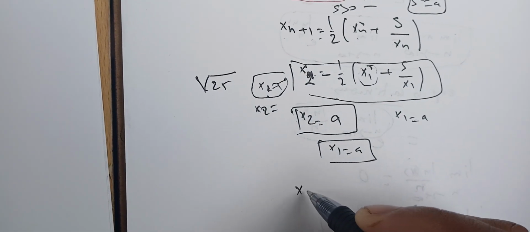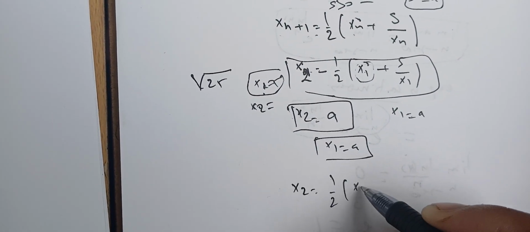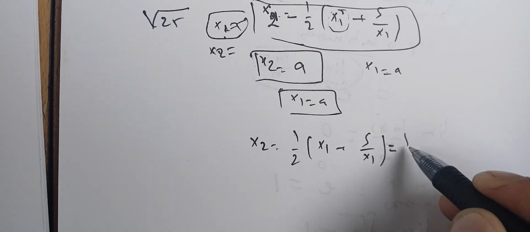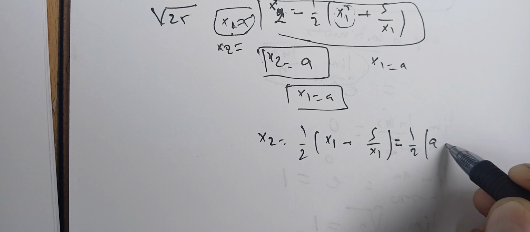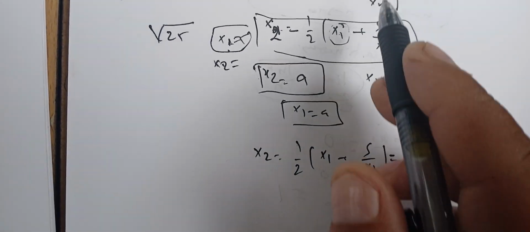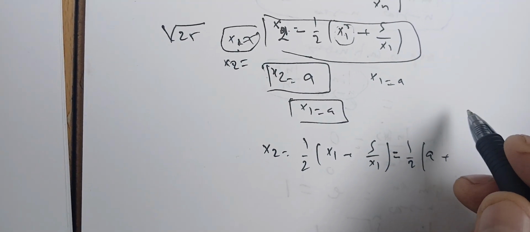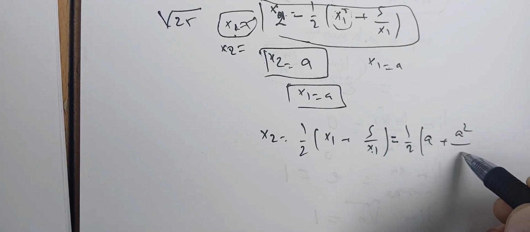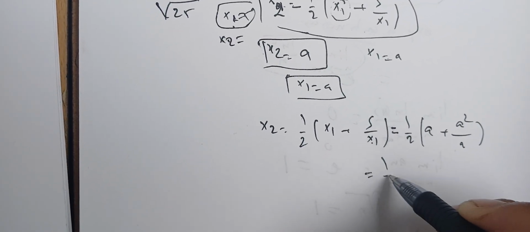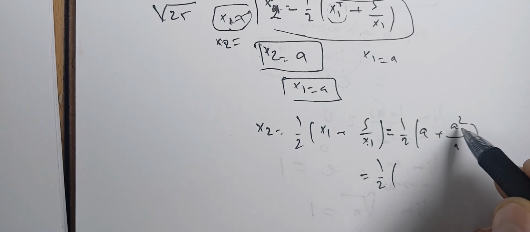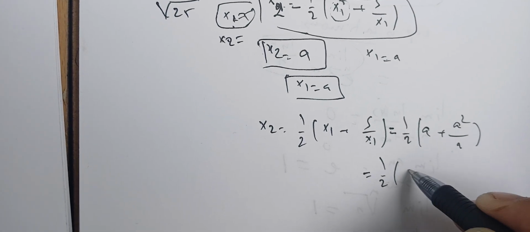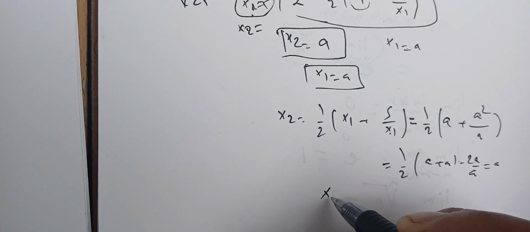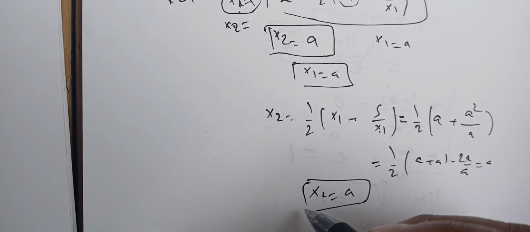In this case, x2 is going to be 1/2 of x1 plus s over x1. We said x1 is a, and s in this case is a squared. So we have 1/2 of a plus a squared over a, which is just a. We have a plus a, which is 2a, over 2, that's a. That means x2 is a, and we get the value.